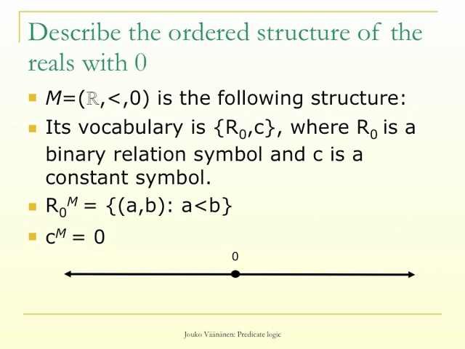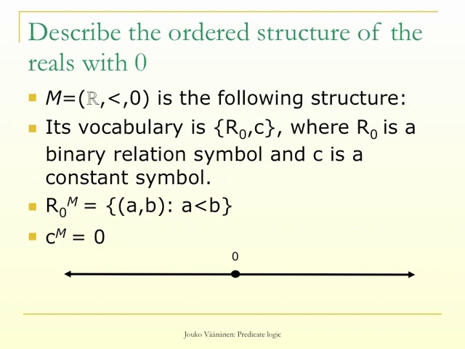So the interpretation of R0 in M, the relation R0M, is a set of pairs A, B such that A is less than B in the usual order of the real numbers. And the interpretation of the constant symbol C is 0. So as a picture, we can think of the reals as a line and 0 in the middle.